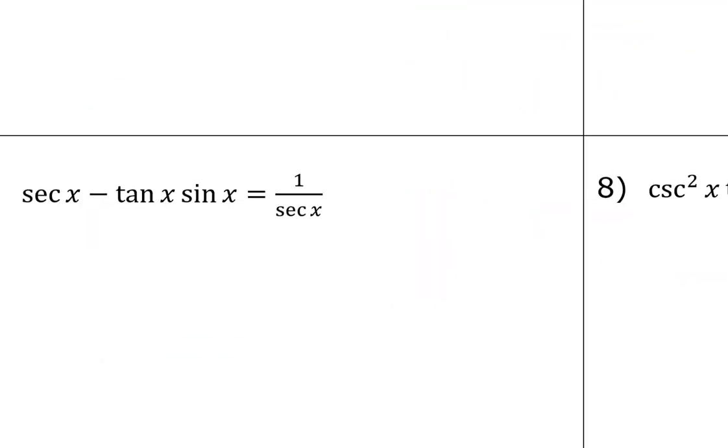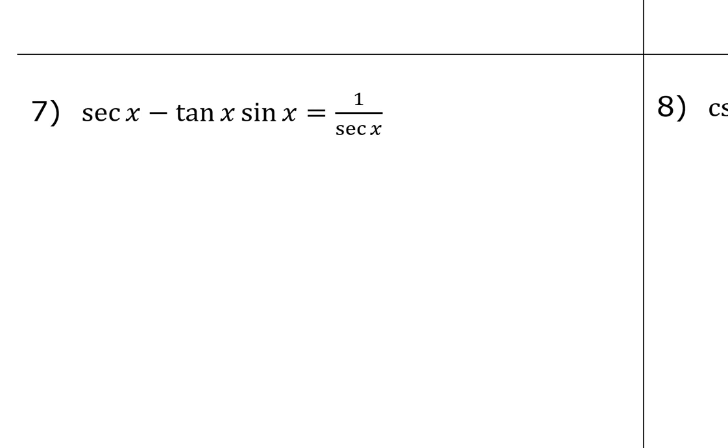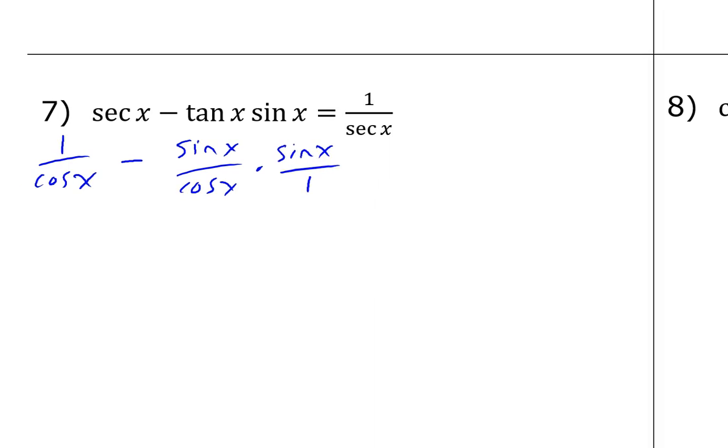Okay, let's find number 7. Hopefully it will keep being that easy. So here again, the first thing I'm going to do is rewrite everything in terms of sine and cosine. So secant is 1 over cosine. Tangent is sine over cosine. And then I'll just write sine x as sine x over 1. Hopefully when all the dust clears, this will equal 1 over secant x.